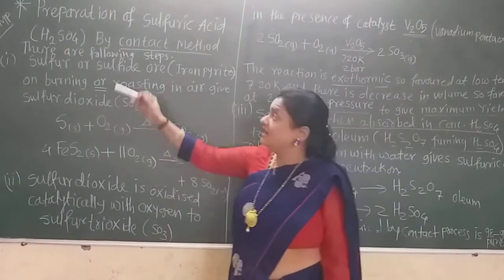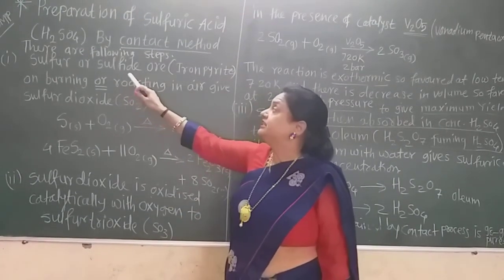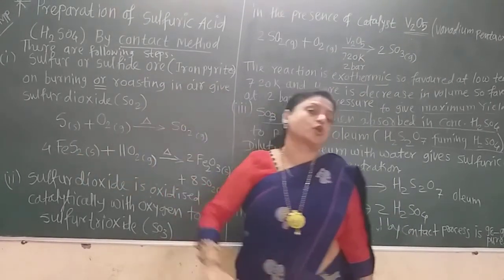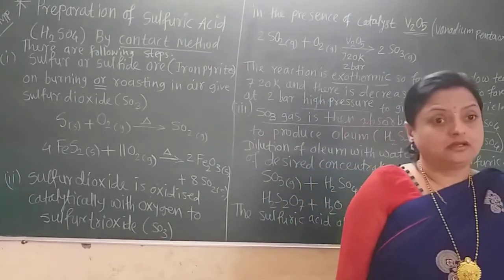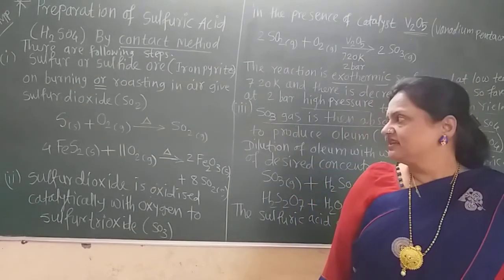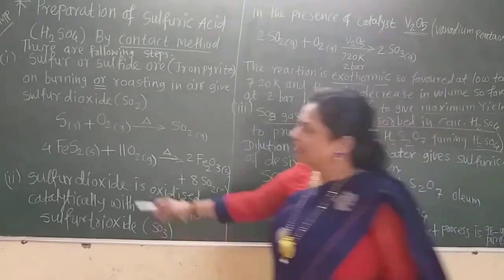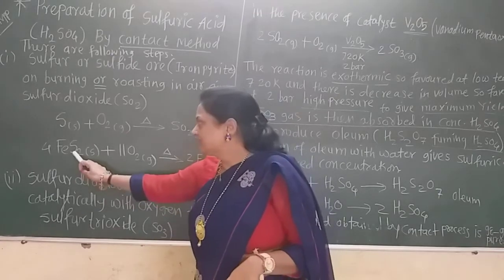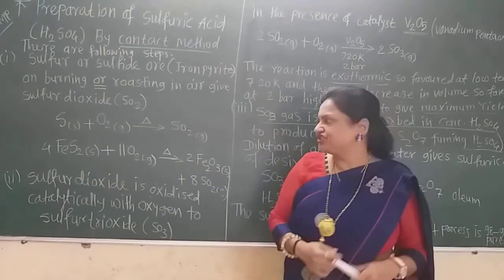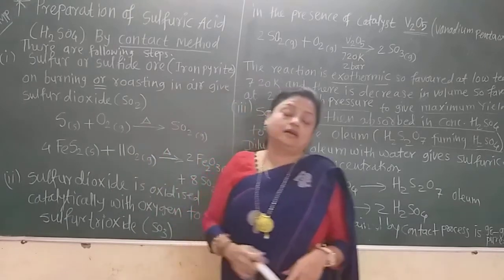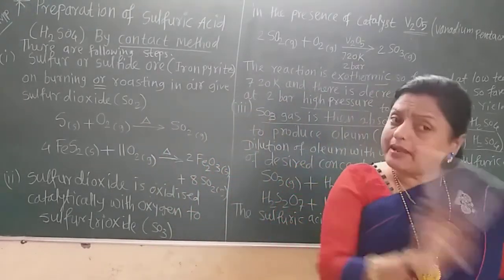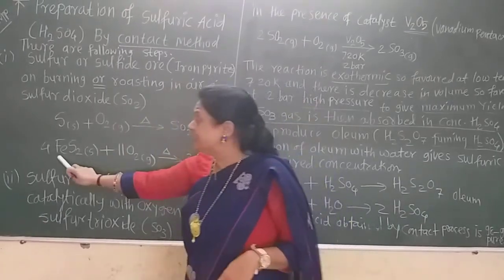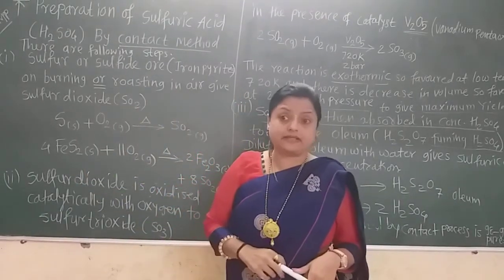And the another method of obtaining the sulfur dioxide gas, in which a large amount of sulfur dioxide gas is obtained, is the burning or roasting of the sulfide ore, iron pyrite. FeS2 is the formula of iron pyrite. This is ferrous sulfide, because here the oxidation number of iron is +2. Sulfur has the -1 oxidation state, so 2 sulfur ions are required. So remember that the chemical formula of iron pyrite is FeS2, not FeS only.